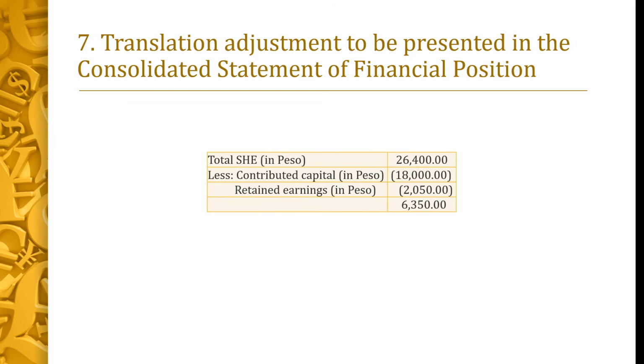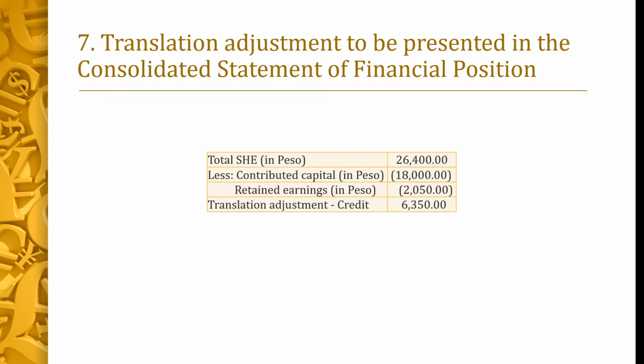6,350. Positive, negative? Positive. So, pag positive, anong ibig niya sabihin? Anong klaseng translation adjustment yan? That is a gain, or a credit balance. Final answer for number 7, translation gain of 6,350.